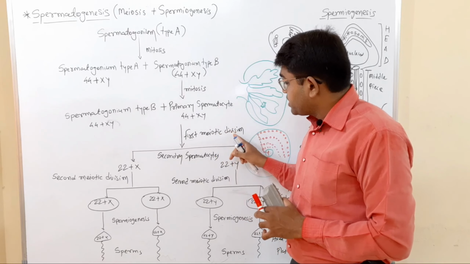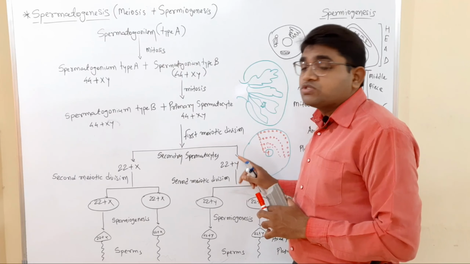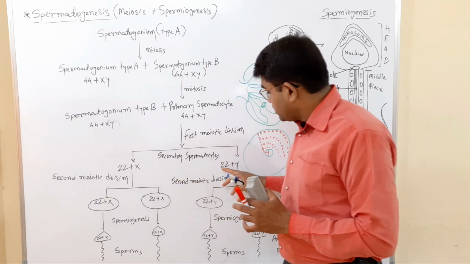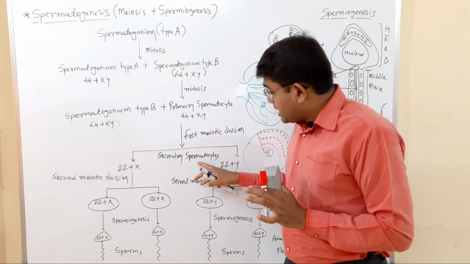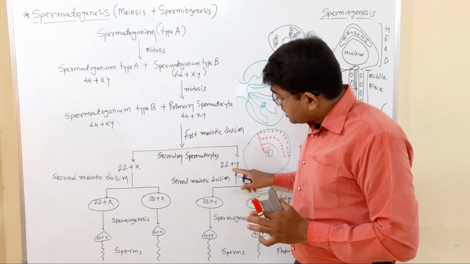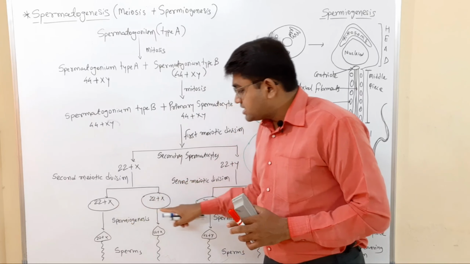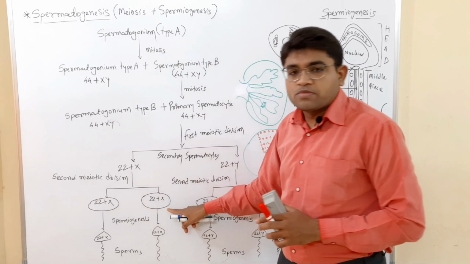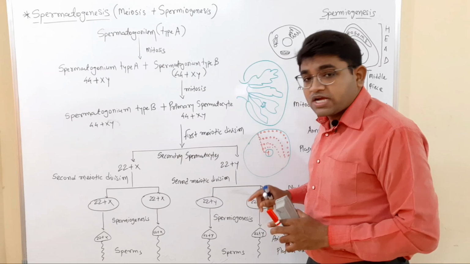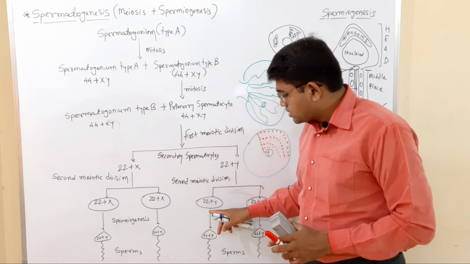After this first meiotic division, two cells are formed, 22 plus X and 22 plus Y, meaning the DNA material is divided here. These two cells are known as secondary spermatocytes. Now the secondary spermatocytes start their second meiotic division, and from this cell two cells are formed, 22 plus X and 22 plus X, and from the other cell two cells are formed, 22 plus Y and 22 plus Y. So from one single cell, four cells are formed: 22 plus X, 22 plus X, 22 plus Y and 22 plus Y.